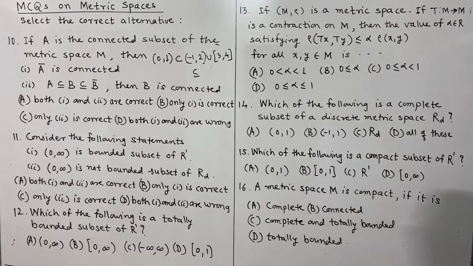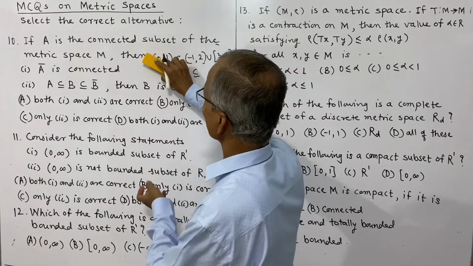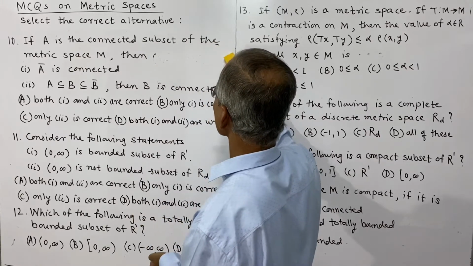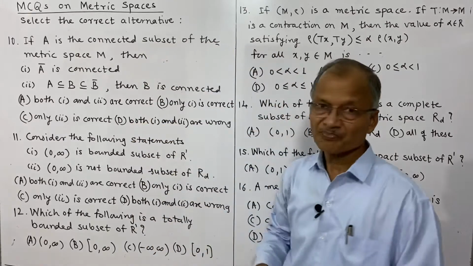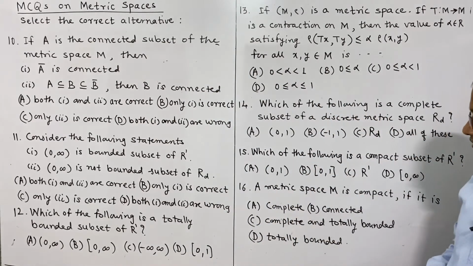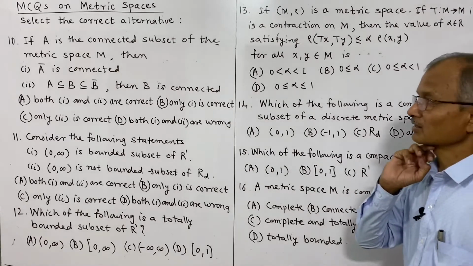Now the question 10 is, if A is connected subset of the metric space M, so again I shall suggest that you should observe these questions first. You should observe these questions first and solve it. Note your answers and then verify this. Now we shall see the 10th question.